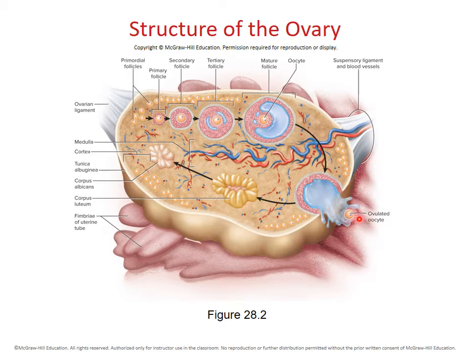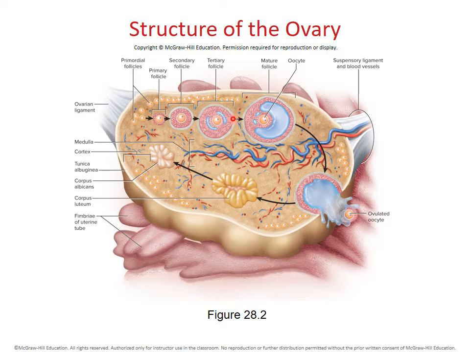If the ovulated oocyte is not fertilized, then the corpus luteum, within a matter of days, will begin to degenerate and turn into essentially a mass of scar tissue known as the corpus albicans. Alba is the word for white, and again, because it's composed mostly of collagenous fibers at this point, it becomes a white body. So corpus albicans versus a yellow body, corpus luteum.